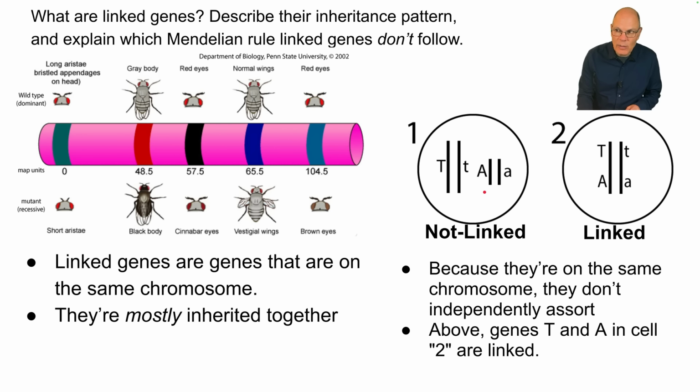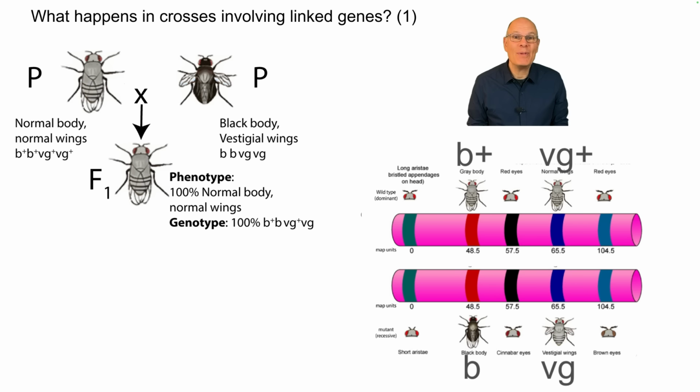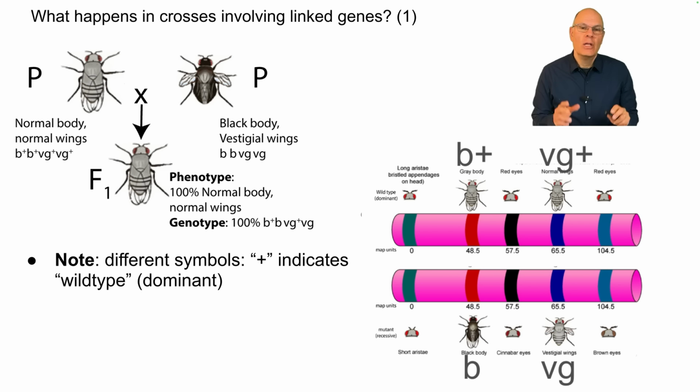These would independently assort and these wouldn't. So what happens in crosses involving linked genes? Note, first of all, that we have a different symbol system over here. You can see that right over here. We have B plus, VG plus, VG plus. In this system, in non-Mendelian genetics, a plus sign indicates the wild type or the dominant allele. If you have a symbol that can be more than one letter without a plus sign, that indicates the recessive.